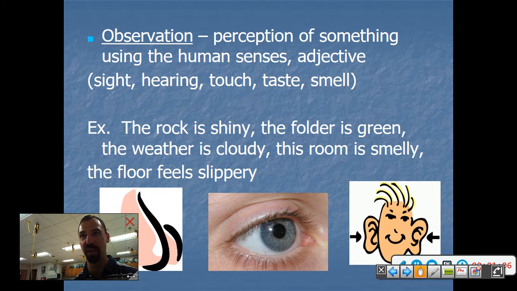All right, so some examples. The rock is shiny. The folder is green. The weather is cloudy. This room is smelly. This floor feels slippery. In other words, these are factual pieces of information, and they're just using your senses to describe the object, and that's it.